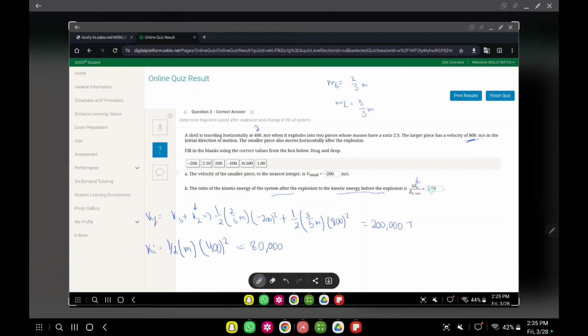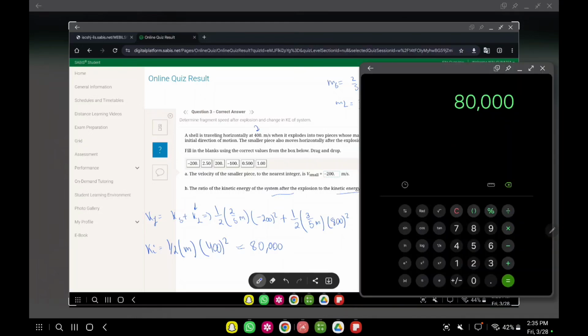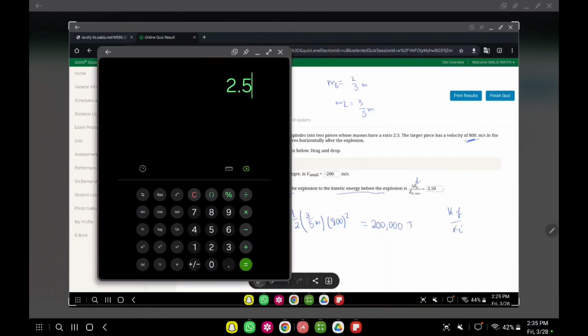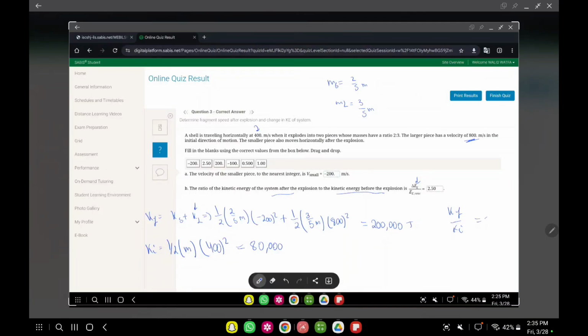Can we find the ratio now? Final over initial. Let's do it. 200,000 divided by 80,000, you get 2.5. Very easy. Here there was supposed to be m, here there's supposed to be m, but when you divide them, by the way, they obviously cancel.